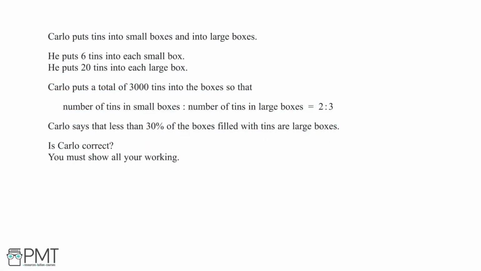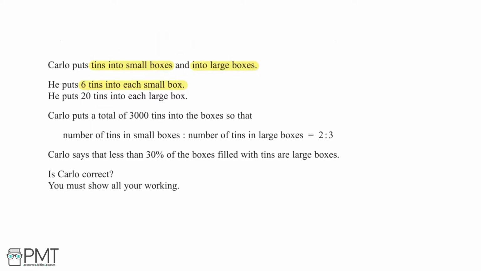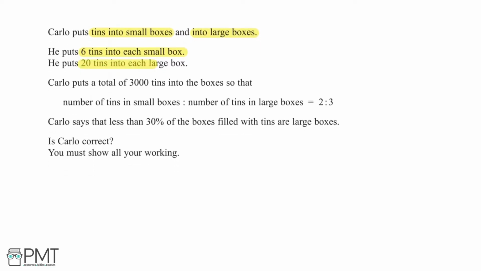We are told Carlo puts tens into small boxes and into large boxes. He puts 6 tens into small boxes, and 20 tens into large boxes. Carlo puts 3,000 tens into the boxes so that the number of tens in the small box to the number of tens in the large box is 2 to 3. Carlo then says that less than 30% of the boxes filled with the tens are large boxes. Is he correct? We must show our working. This question is worth 5 marks.